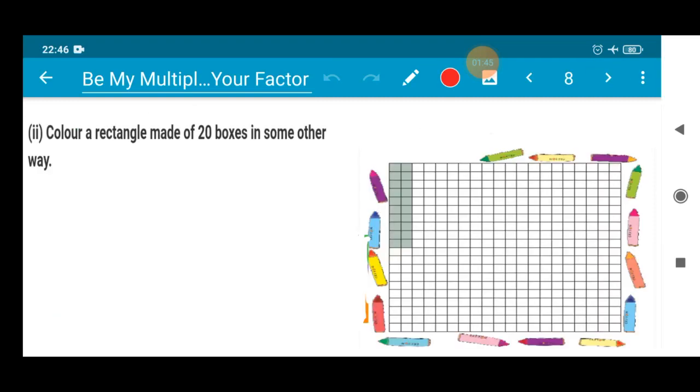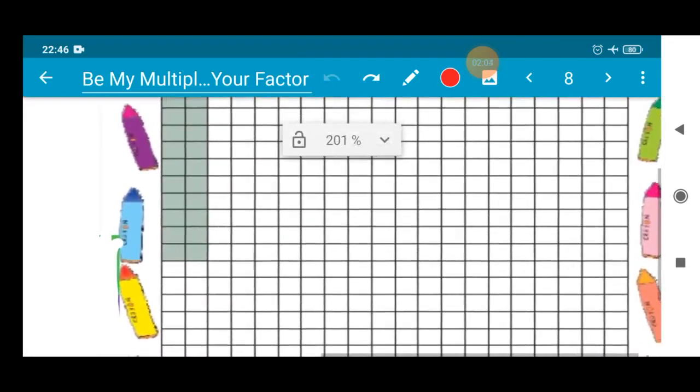Now next, color a rectangle made of 20 boxes in some other way. You have to color a rectangle using the same 20 boxes in some other way. Okay, let's do it. In order to do this, you need a color with you and use 20 boxes to make a rectangle. At least you have to make a rectangle.